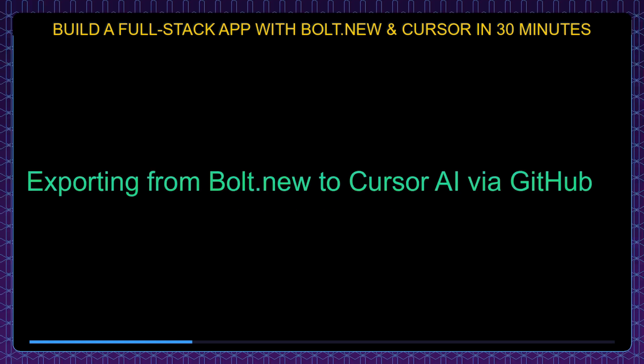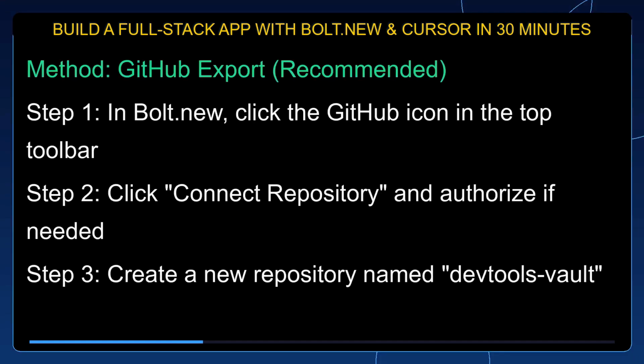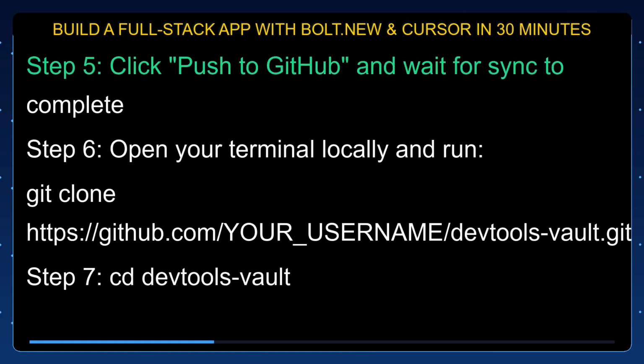Exporting from Bolt.new to Cursor AI via GitHub. Method: GitHub export. Recommended. Step 1. In Bolt.new, click the GitHub icon in the top toolbar. Step 2. Click Connect Repository and authorize if needed. Step 3. Create a new repository named DevTools Vault. Step 4. Check Private or Public based on preference. Step 5. Click Push to GitHub and wait for sync to complete.